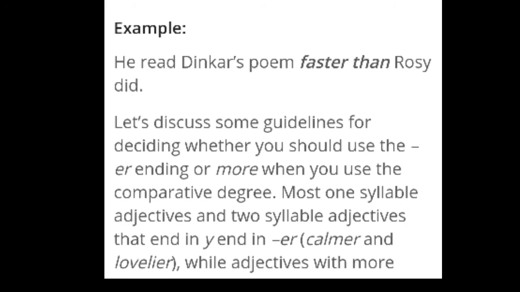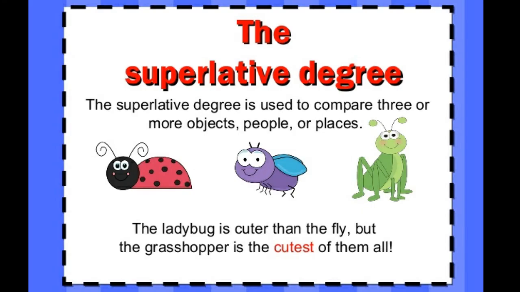Okay, let's move on to the third degree of comparison, that is the superlative degree. It is used to compare more than two objects, people or places. For example, the ladybug is cuter than the fly, but the grasshopper is the cutest of all of them. It compares three or more items and is considered the greatest degree.